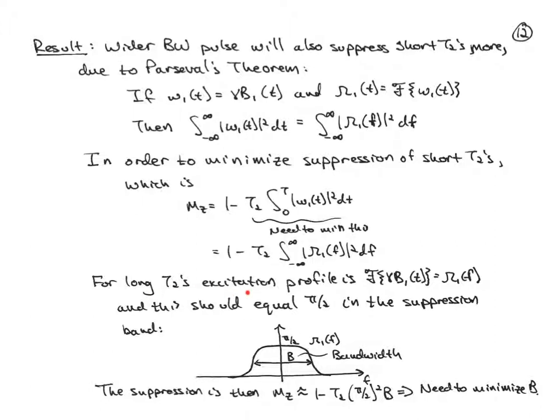For long T2s, the excitation profile is the Fourier transform of the RF pulse, which is given here, and this should equal pi over 2 in the suppression band that we care about. The suppression is then approximately 1 minus T2 times pi over 2 squared times B, and we need to minimize B, the bandwidth. So this is a competing effect, and it doesn't necessarily work so well to just increase the power of the pulse.